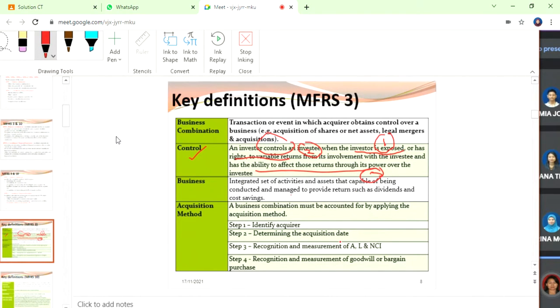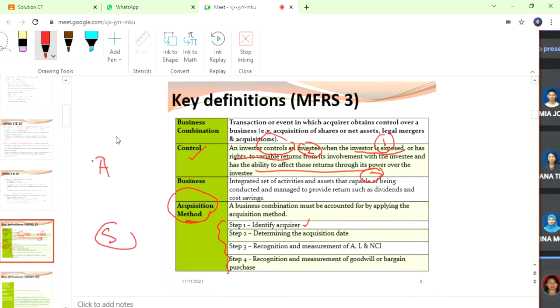to provide returns such as dividends and cost savings. Okay, acquisition method. The acquisition method is a method used when you want to do consolidation. So in consolidation, a business combination must be accounted for by applying this method. There are a few steps involved. The first step is you need to identify who is the acquirer.